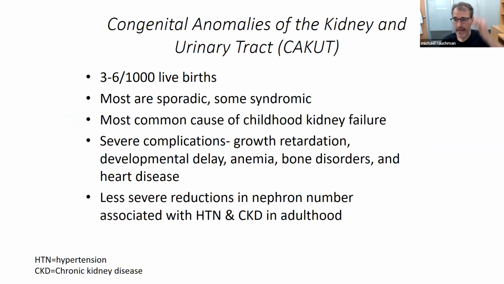So getting to the condition that we're going to talk about, which are congenital anomalies of the kidney and urinary tract, which go by the acronym CAKUT. These are not actually rare disorders in aggregate. They occur anywhere from 3 to 6 per 1,000 live births. Most of them are what we call sporadic. That is to say, they're not part of syndromes, but there are many congenital anomaly syndromes that affect different organs in the body that also include defects in the kidney.